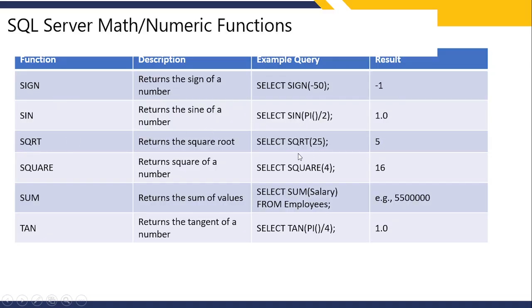Square root of 25 will give 5. Square is the squared value. 4 square will give me 15. Sum will give the sum of the salaries that is there. Tan, again tangent value. So these are the various numerical functions that we have.